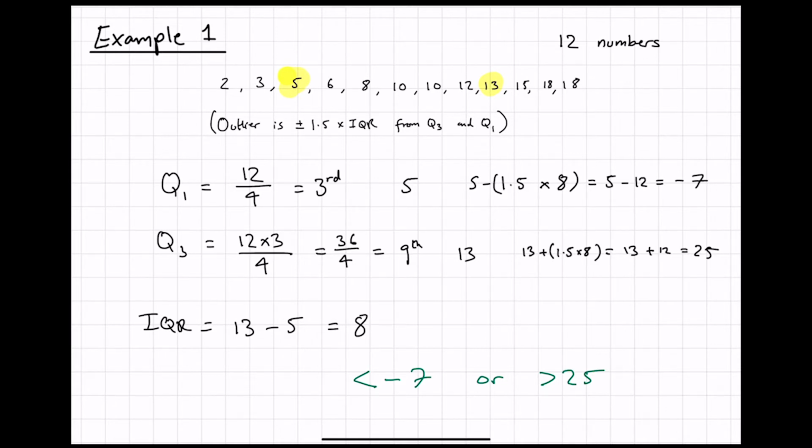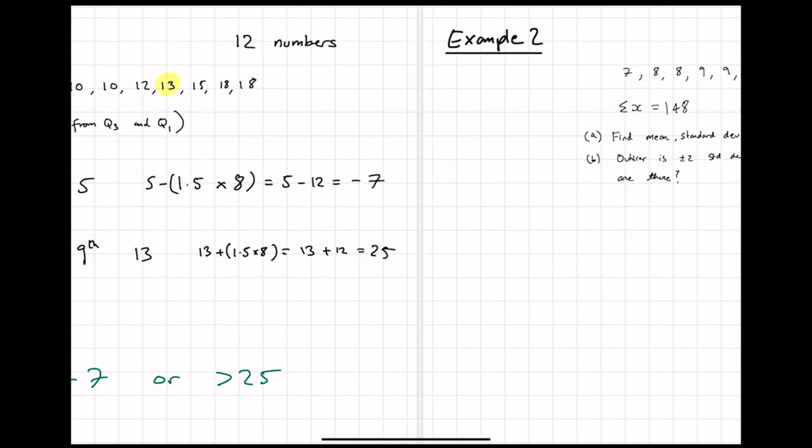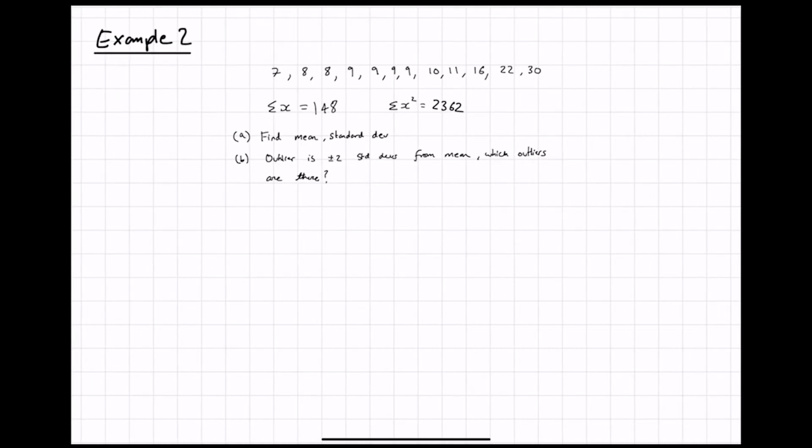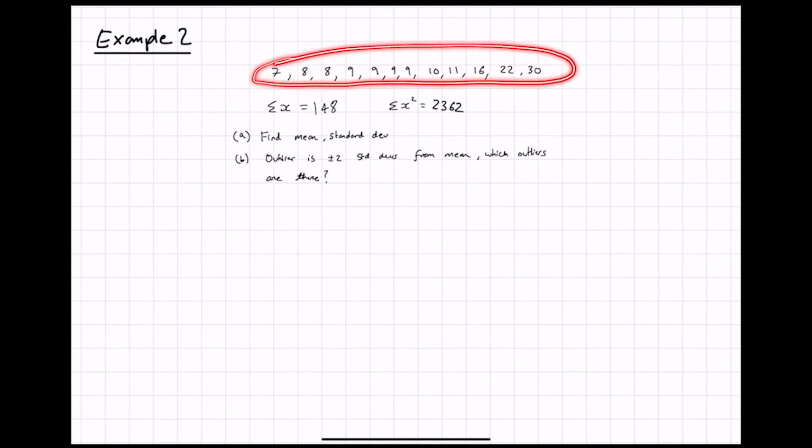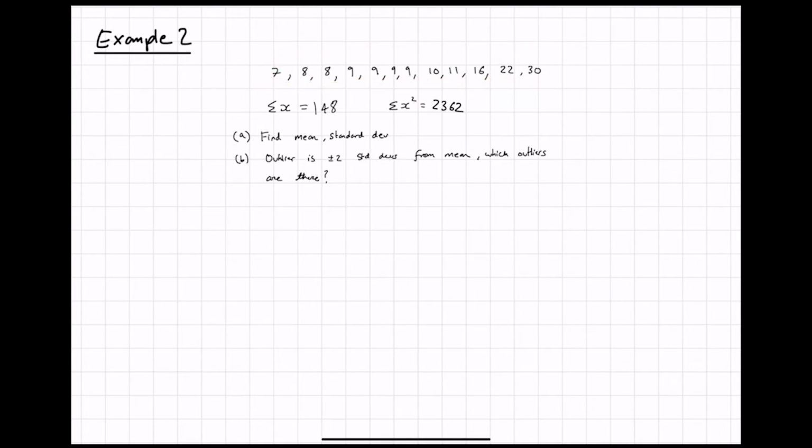Now let's take a look at the other type of question you can get. Okay, so for this next question, again, you can see we've been given a set of numbers over here. And this time we've been given some information about the sum of x, which means what happens if I add up all of these numbers, and the sum of x squared, which is what happens if I square all these numbers and then add them up. So that's what we've been given.